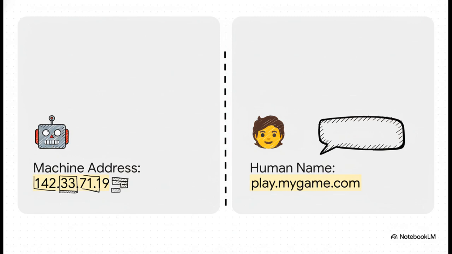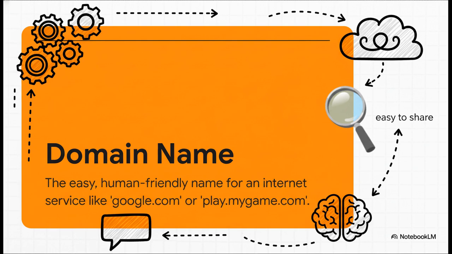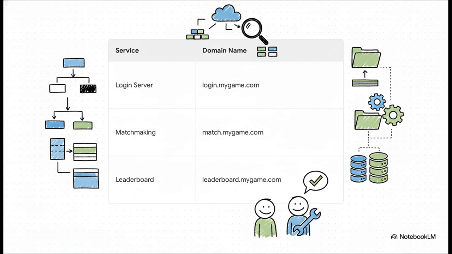Machines talk in numbers, these IP addresses. We humans prefer names. Just imagine telling your friends a long string of numbers. It's way too easy to mess up. So we came up with a much better solution for us humans, the domain name, simple and memorable. And this makes everything so much cleaner, not just for you, but for the developers too.